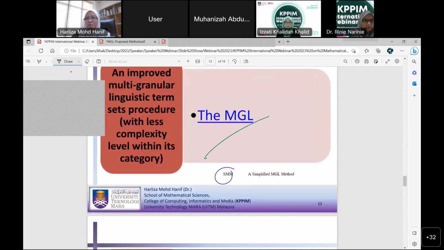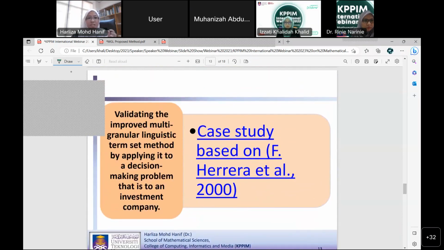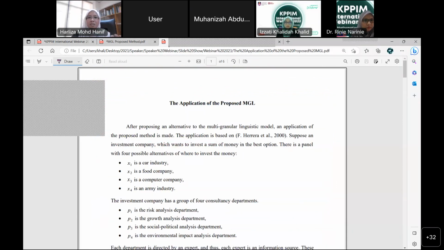Okay, I'm done explaining this part. Now we want to validate the method based on a case study from F. Herrera. This method has been used by several other researchers who want to validate their proposed methods. So based on our method, the secondary data is about an investment company that wants to invest a sum of money in the best option there is.